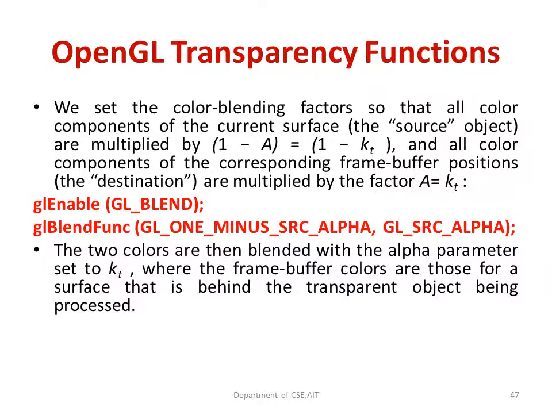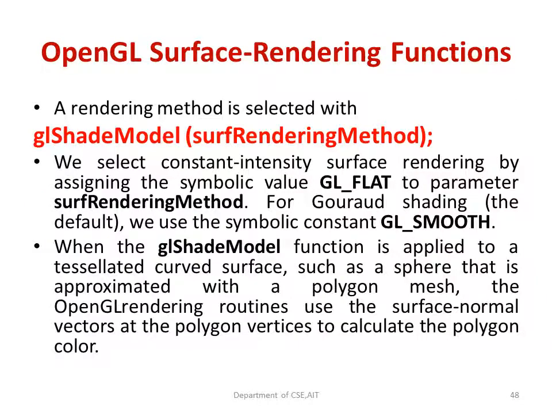To render the surfaces, you can make use of the API GL shade model. Here the surface rendering method will be equal to GL flat if you are going for a constant intensity rendering method, or it will be equal to GL smooth if you are using Gouraud shading. Suppose you are doing this for a sphere, it will have multiple small polygons.